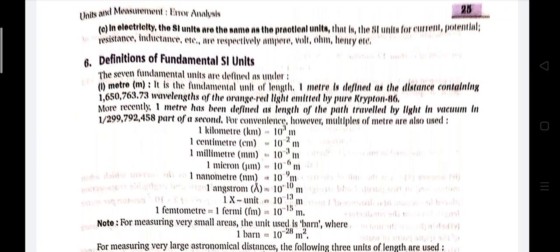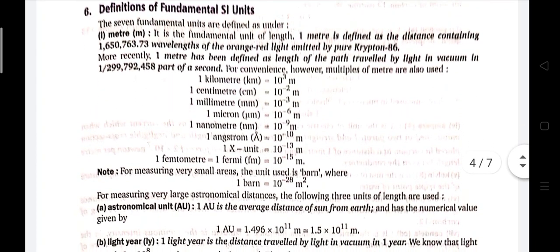Definition of fundamental SI units. The 7 fundamental units are defined as under. 1 meter: 1 meter is defined as the distance containing 1650763.73 wavelengths of the orange red light emitted by pure krypton 86.